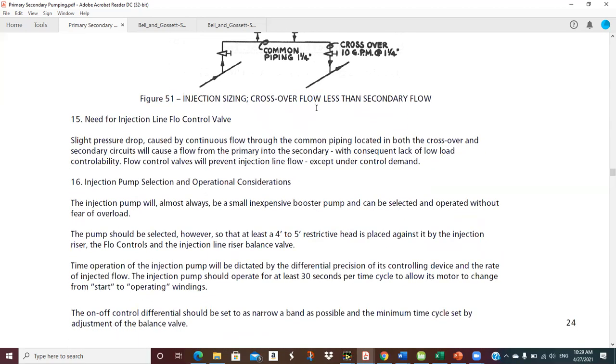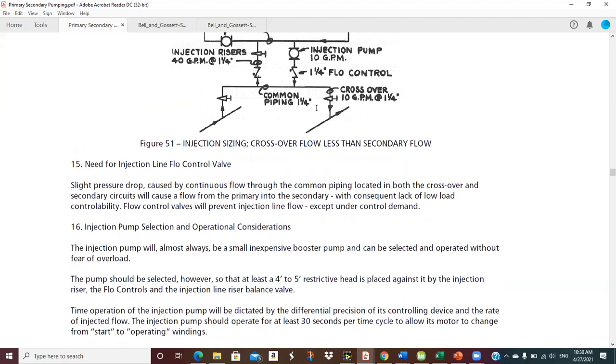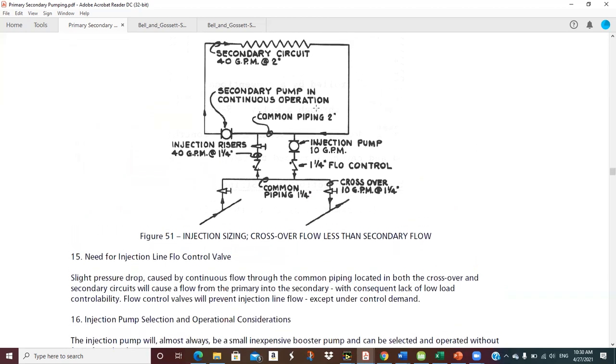Time operation of the injection pump will be dictated by the differential precision of its controlling device and the rate of injected flow. This is another good point. The injection pump should always operate for at least 30 seconds per time cycle to allow its motor to change from start to operating windings. So you can't just clatter it every 5, 10, 15 seconds. When that pump starts, it needs to stay on for 30 seconds at least, if not longer. And so you're going to have to consider that on all these flow rates and the timing.